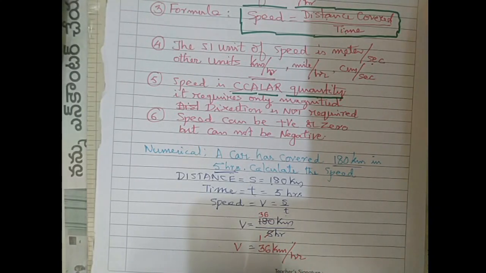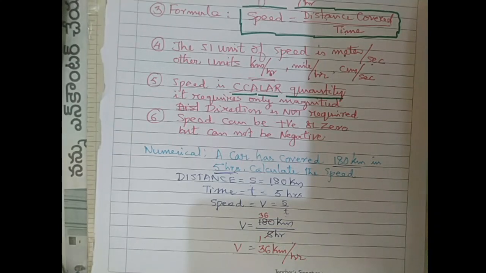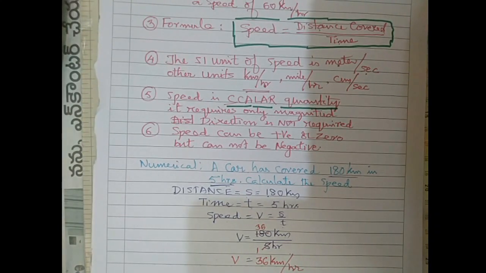Now this is one example. In the classroom we will do some more examples later. Now this is about speed. Quickly go through. Now I will go to the next, this one: velocity. I will explain.